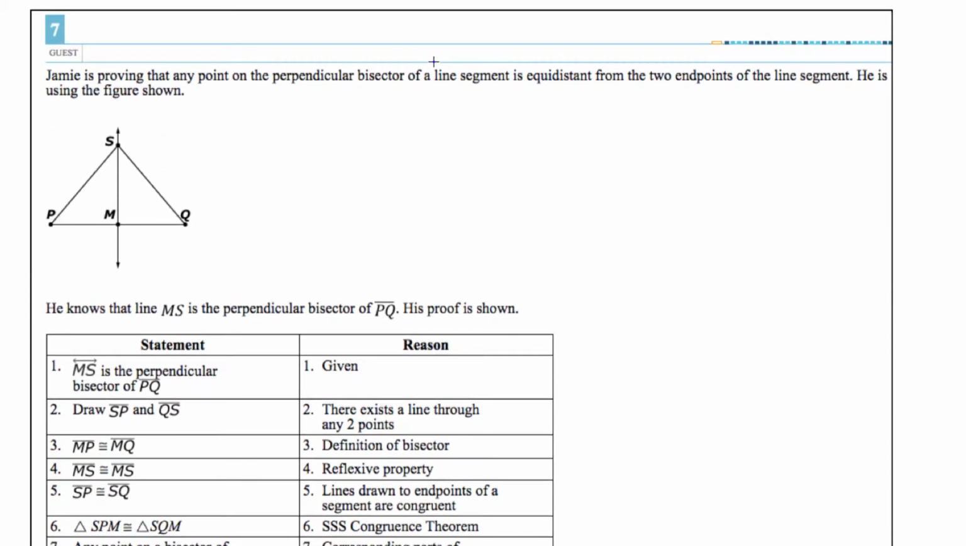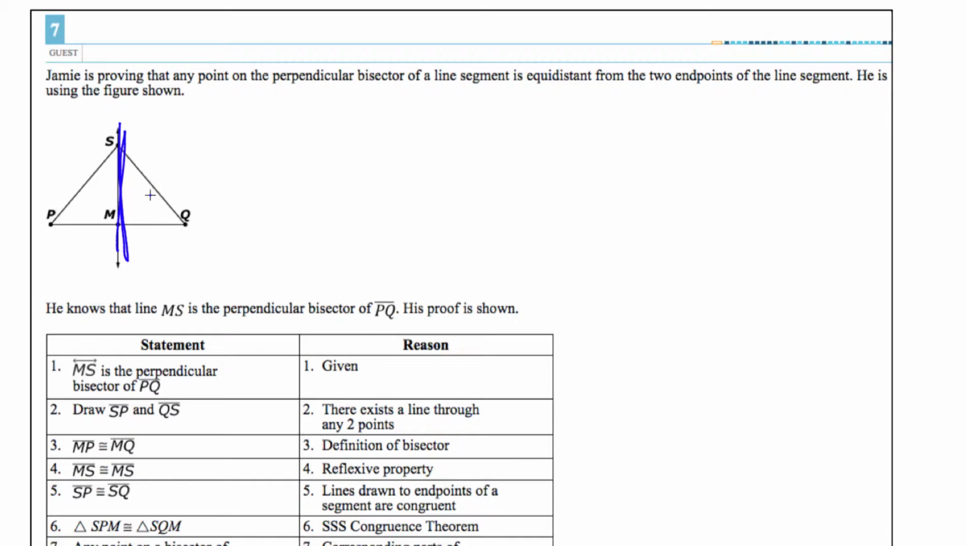Alright, so this is kind of a big one. We have to look through Jamie's proof and see if anything is wrong. So he is trying to prove that any point on the perpendicular bisector, by the way, this is the perpendicular bisector and this is the perpendicular bisector. This is the perpendicular bisector of this line segment. So he's talking about this line. Any point on this line is equidistant from 2 points of the line segment.